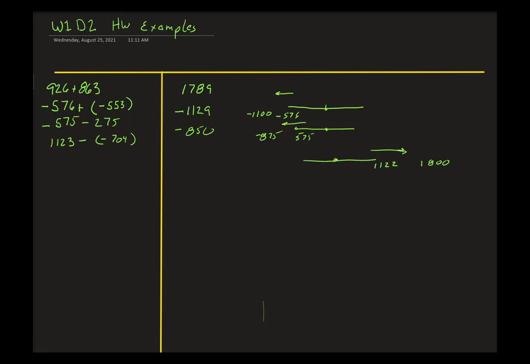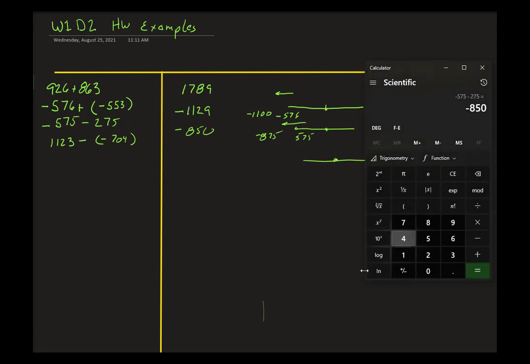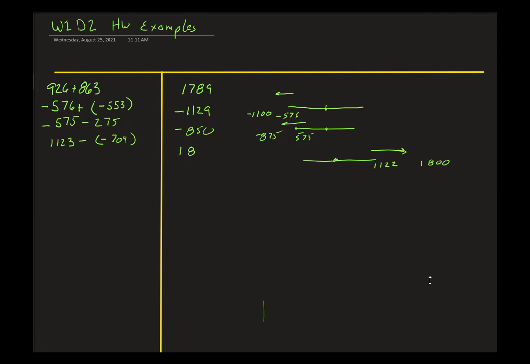Let's take a look. Got 1123 subtracting a negative 704. So there it is, 1123 minus a negative 704, and we come up to 1827, which again was pretty close to what I guesstimated here.